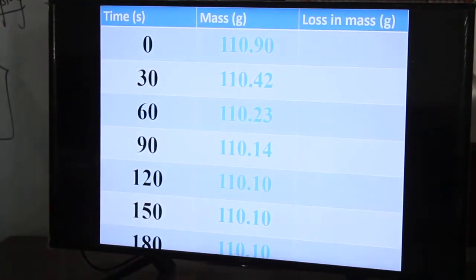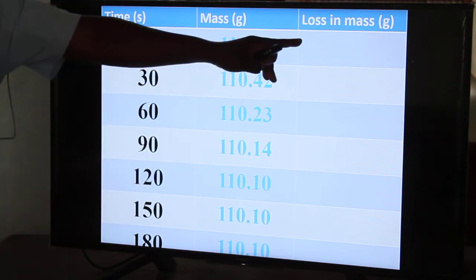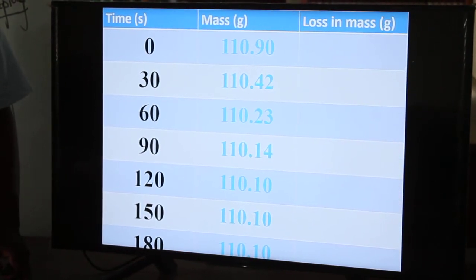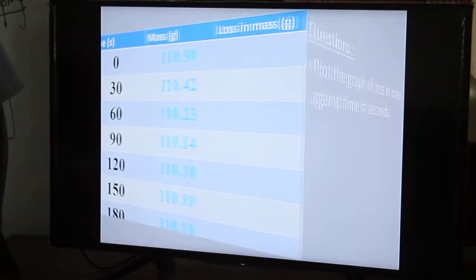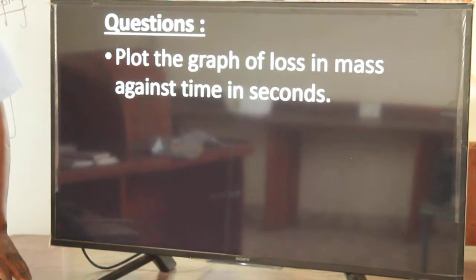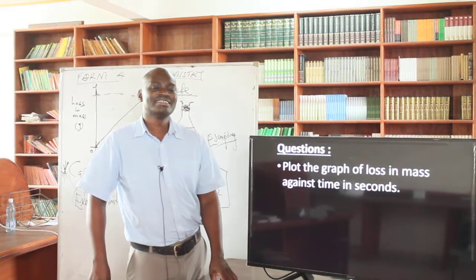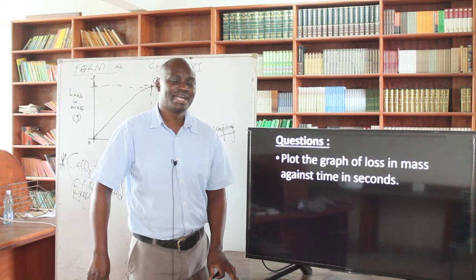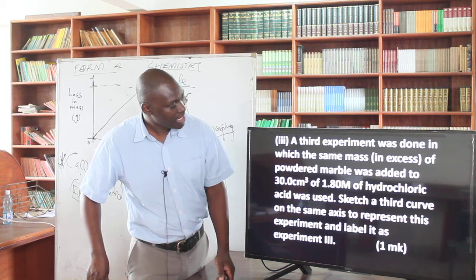In this result, I want you to look at this table, then calculate the loss in mass. Fill that in. After filling the mass, then plot the graph of loss in mass against time in seconds.